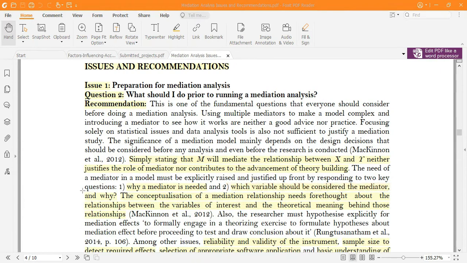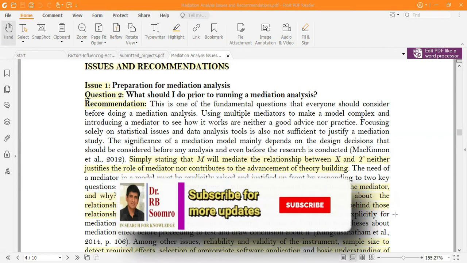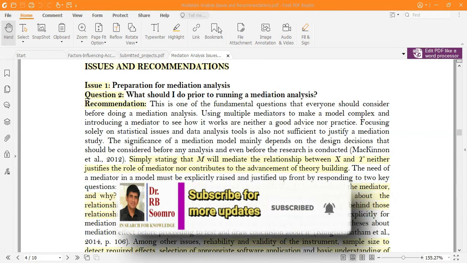And after that, the conceptualization of the mediation relationship needs forethought about the relationship between the variables of interest and the theoretical meaning behind those relationships. So the way in which you are conceptualizing the mediation relationship between the independent and dependent variable needs some forethought about the relationship. It means that whenever you are inserting any mediator between the IV and the DV, you are required to justify why you are putting any variable as a mediator over there.